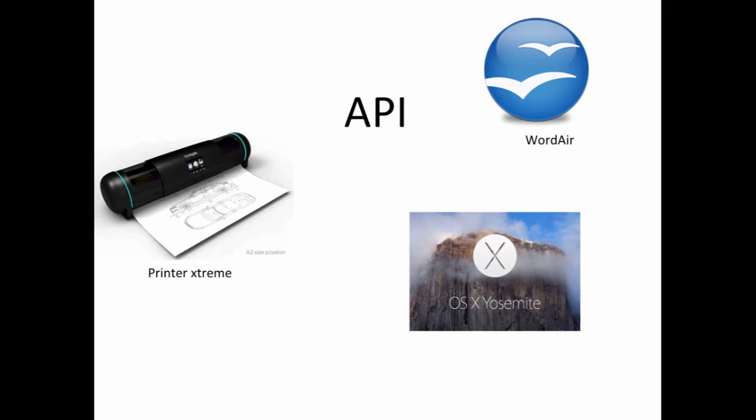The next one is being hardware independent. Hardware independent is centered around API, Application Programming Interface. Here is a hypothetical situation. What we have here is a brand new word processing software called WordAir, which is able to function on an operating system like Yosemite. At the same time, what we have is a brand new printer coming onto the market, which we're going to call Printer Extreme.